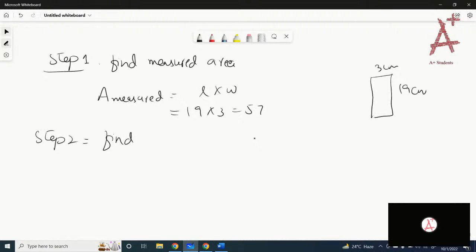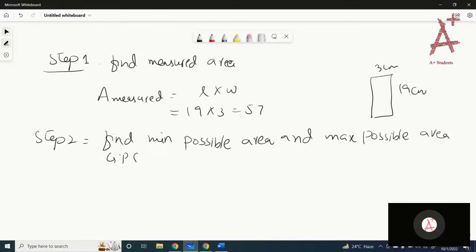Find the minimum possible area and maximum possible area. And you know how to find them. Since both the values are whole numbers, the greatest possible error is 0.5. So just add and subtract in both cases.